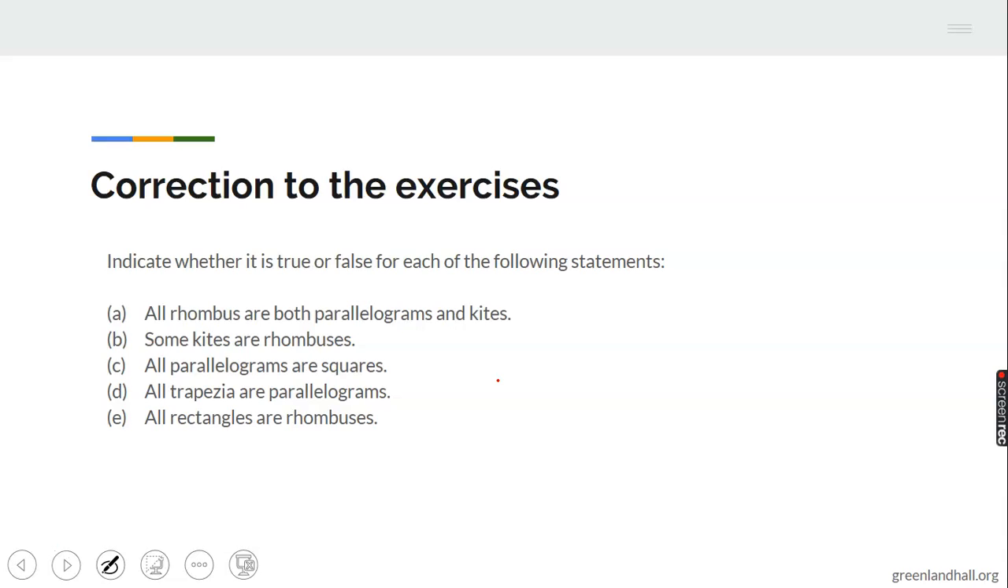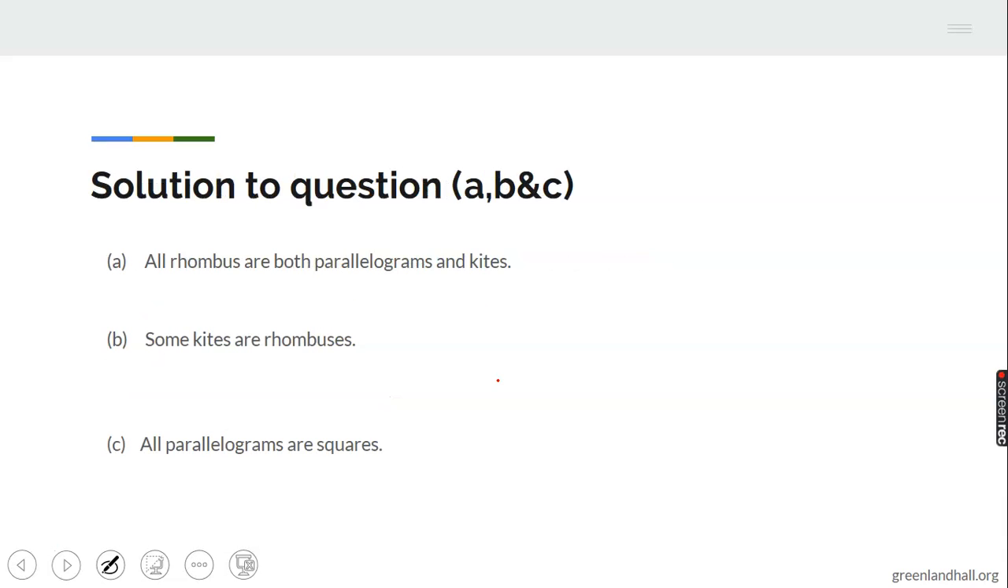You're just to indicate whether it is true or false for each of the following statements. Now let's start with the first one. It said all rhombuses are both parallelograms and kites. The answer is true. Then some kites are rhombuses. This is also true. All parallelograms are squares? No, all parallelograms are not squares.